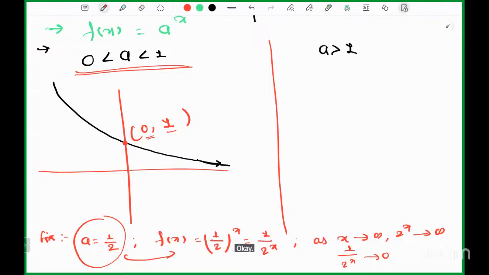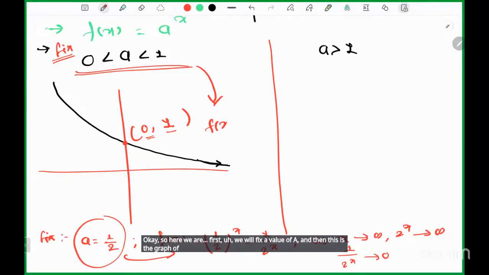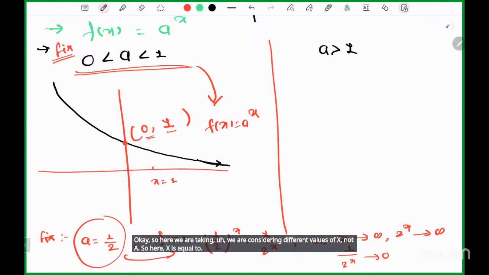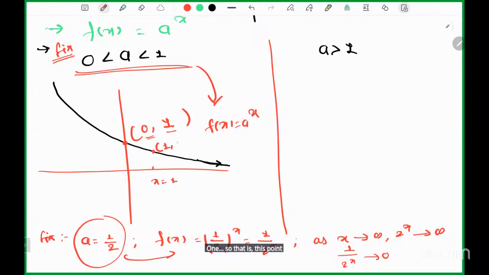Okay, so first we fix a value of a, and then this is the graph of the function f of x equal to a to the power x. Here you are varying the value of x, not a. So we are considering different values of x, not a. If x is equal to 1, this point will be (1, a), right? If you take x equal to 2, this point will be (2, a squared), and so on. So first of all we are fixing the base, and then we are talking about the function. Is that clear? Yes, ma'am.